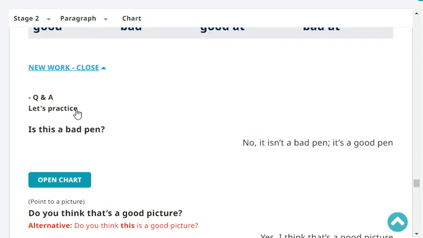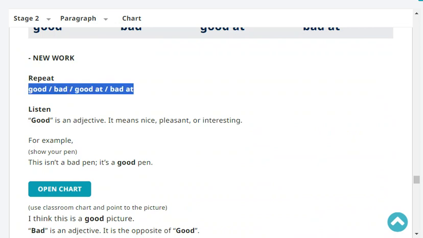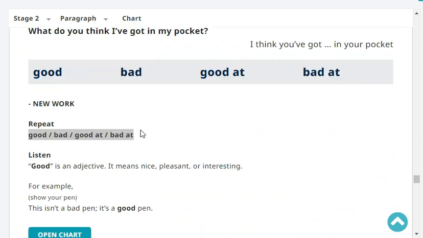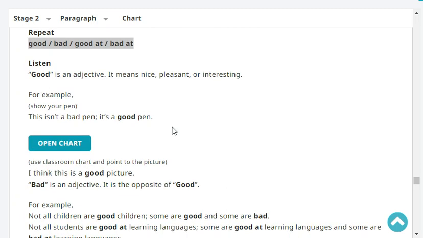Good. One more, with the letter G. Good, bad, good at, bad at. Very good. Okay, listen. The word good is an adjective. It means nice, pleasant, or interesting. For example, this isn't a bad pen. It's a good pen. It also means working. I think that's a good picture.